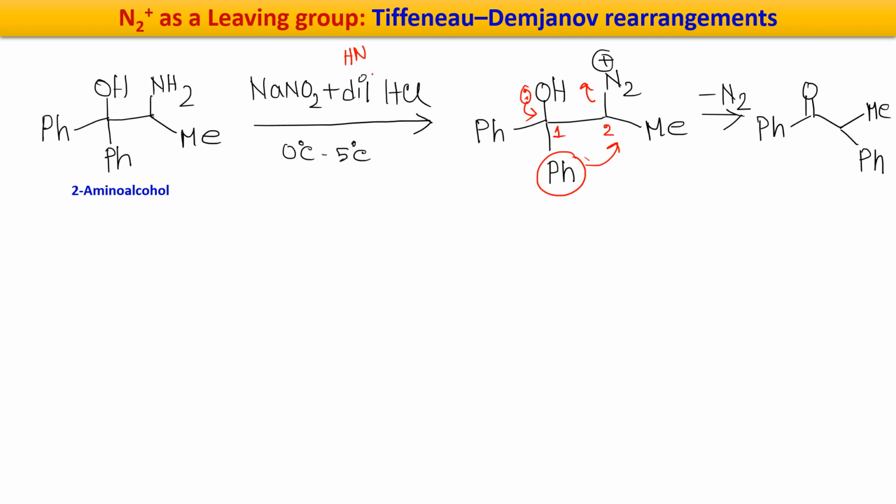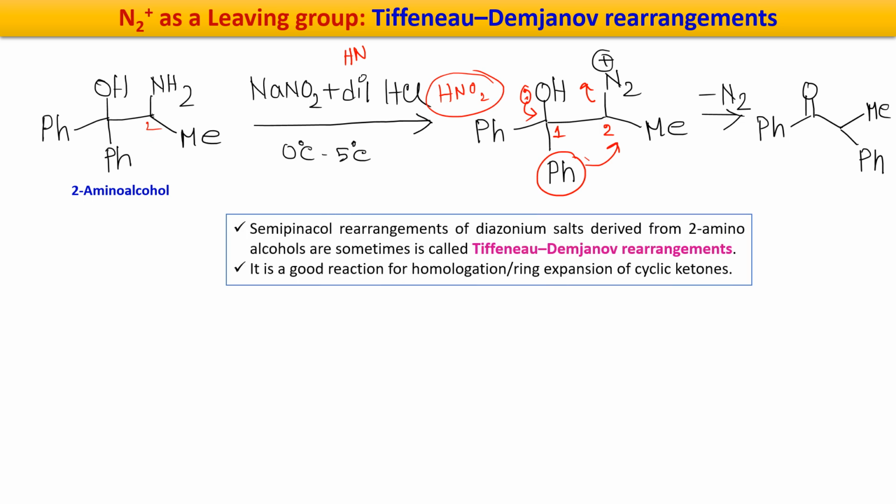There will be formation of nitrous acid, and this will be formed, and you can get N2 plus, right? So in this way we can make this by diazotization starting from a 2-amino alcohol. 2-amino alcohol, why? Because with respect to OH, this is position 2. So the semi-pinacol rearrangement of this type of diazonium salts that are derived from 2-amino alcohols is sometimes called by this name reaction, Tiffeneau-Demjanov rearrangement. Now this is a very good reaction if you want to increase the ring size, ring expansion of cyclic ketones. Then we can apply this reaction.